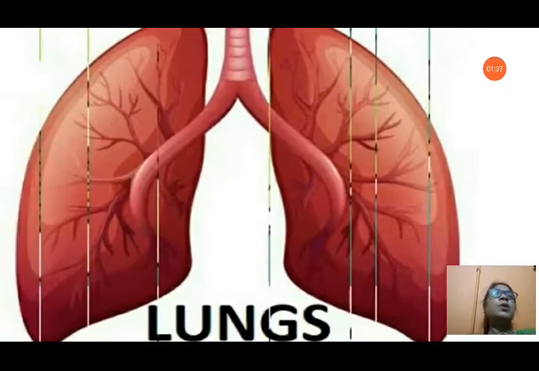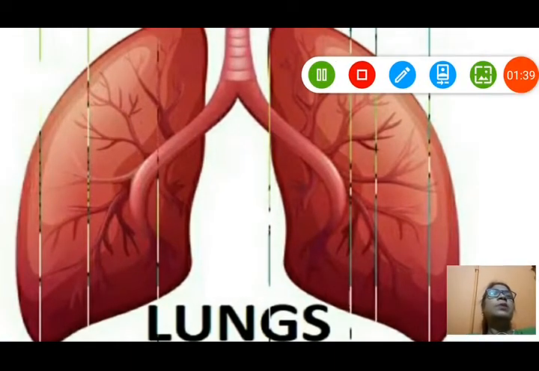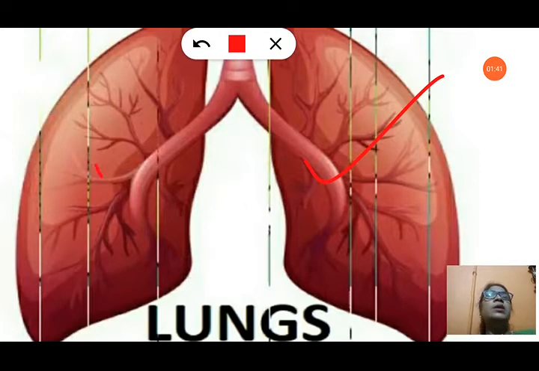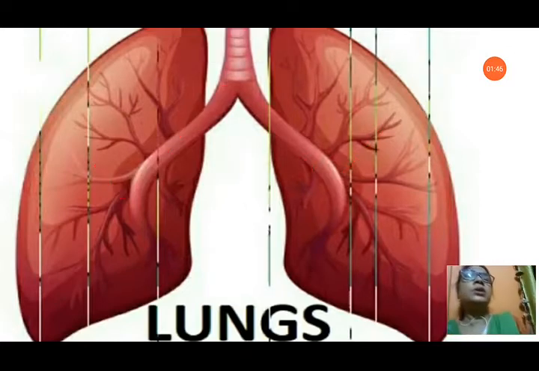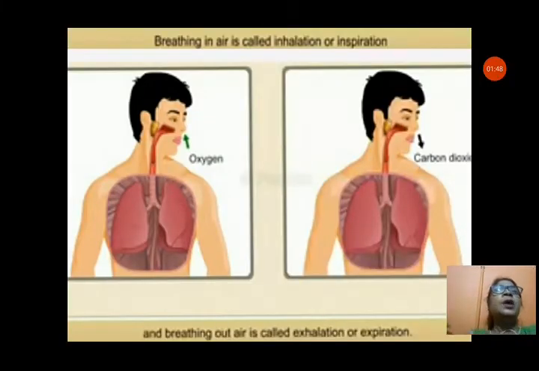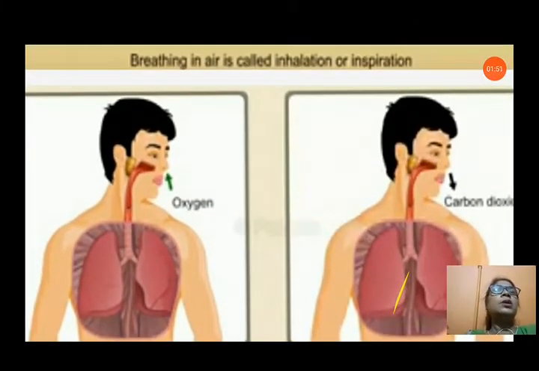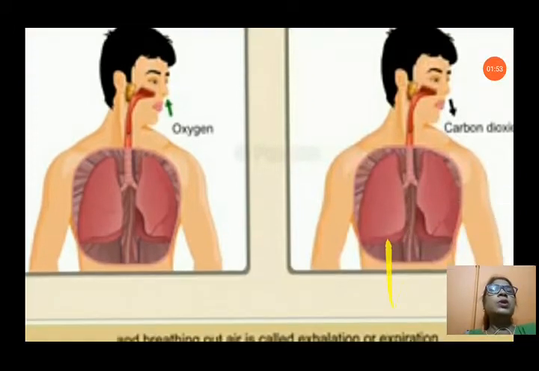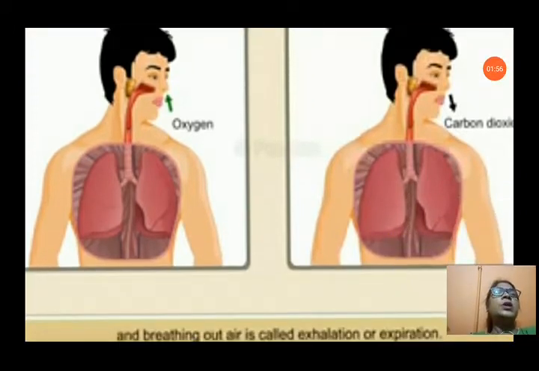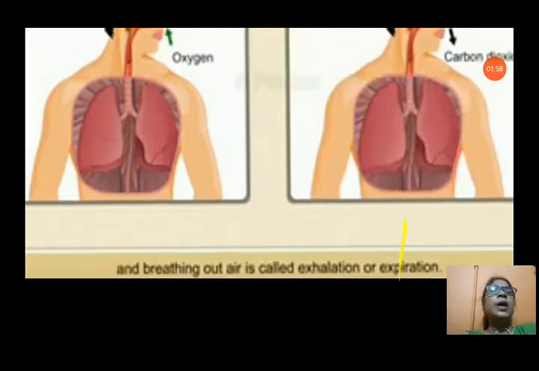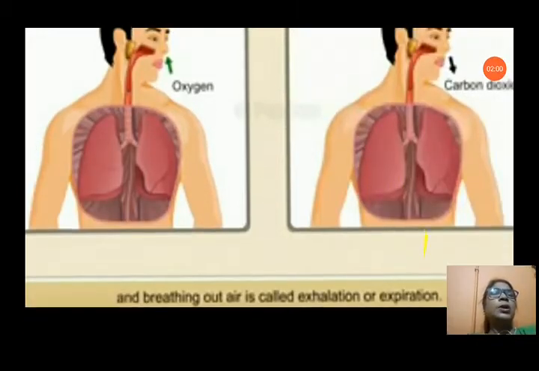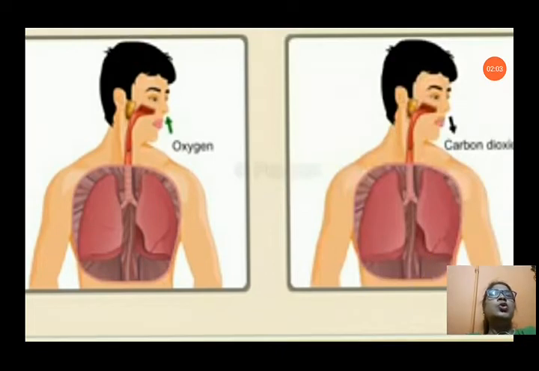You can see the structure of lung. It is richly supplied with the blood capillaries that take in the oxygen from the air and give out carbon dioxide. So let us discuss this. Breathing in air is called inhalation or inspiration. You can see with the help of nostrils we take in air, that is inhalation, and breathing out air is called exhalation or expiration. So when we breathe in air, the lungs become bigger in size, and when we exhale air, the lungs become smaller in size.